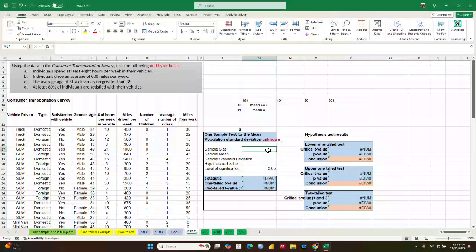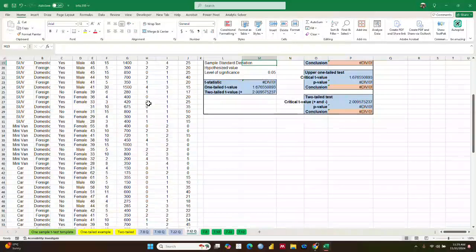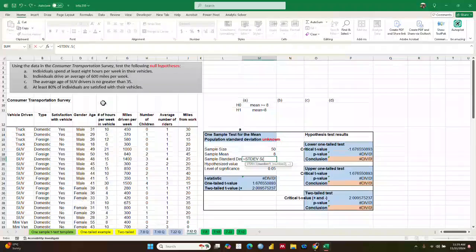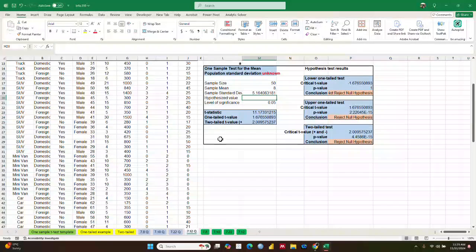The sample size, you can use count, but for the sake of time, it is 50. The sample mean is the average of hours spent in vehicle, which is column F. Standard deviation is STDEV sample, again for hours. And the hypothesized value is 8.